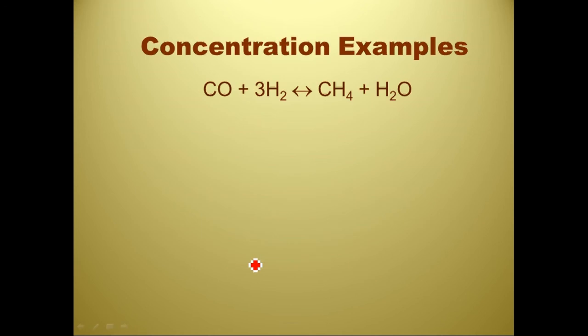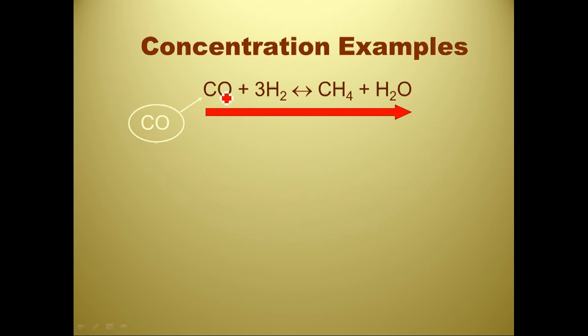All right. Some examples of this. Well, here we go. We just did some examples. So take a look. What happens if I increase the amount of carbon monoxide in this particular reaction? That's right. Shift to the right, because too much carbon monoxide, it's going to want to make more of the CH4 and H2O to get rid of some of that carbon monoxide.